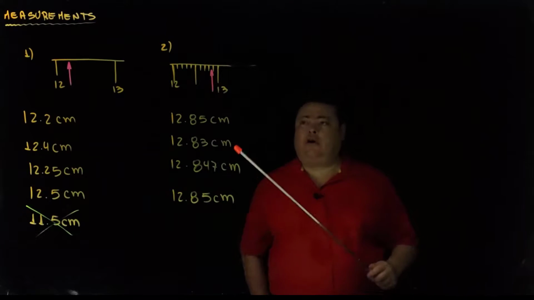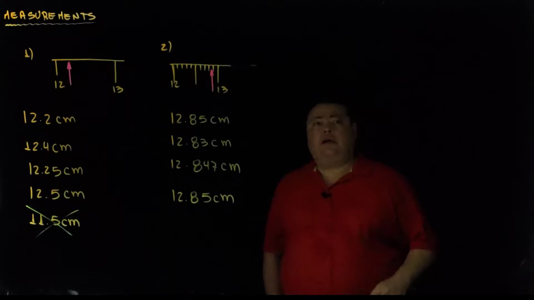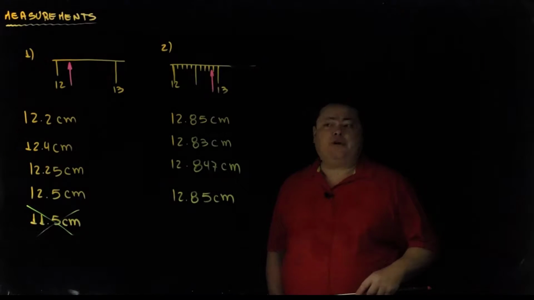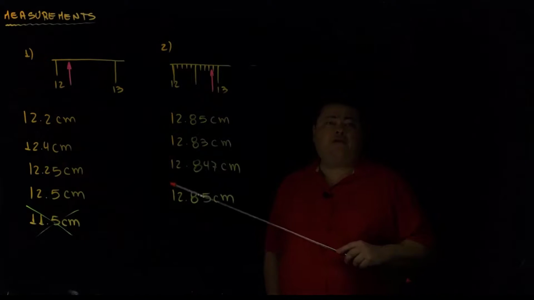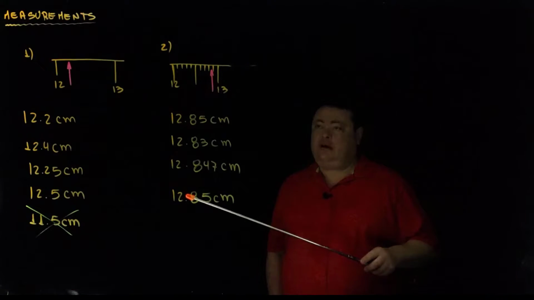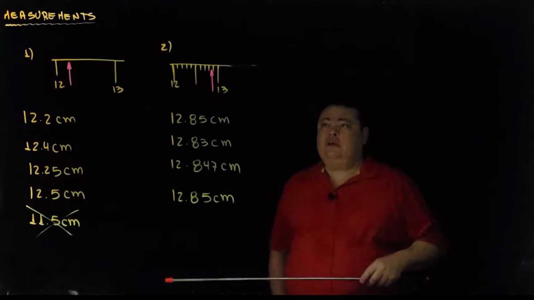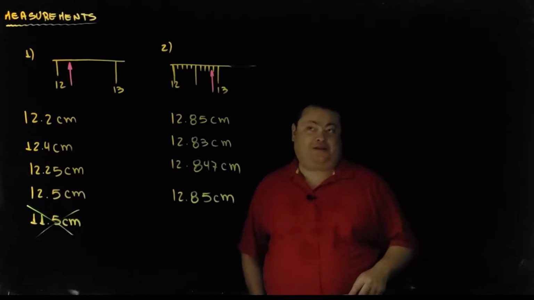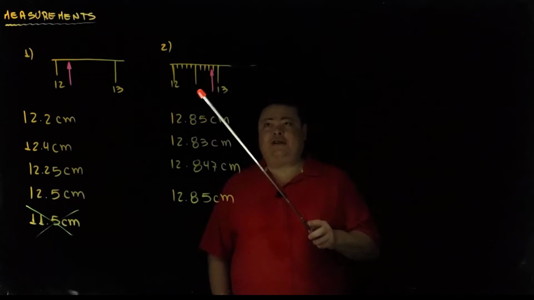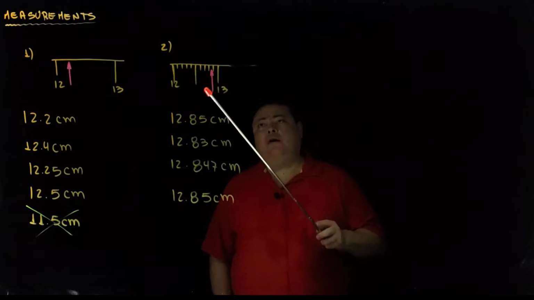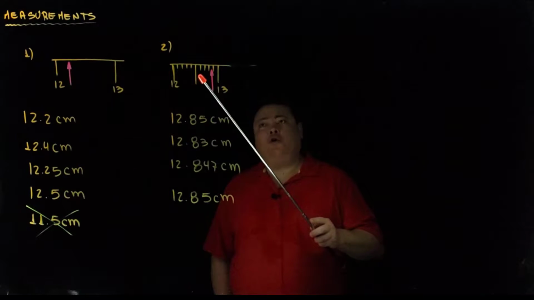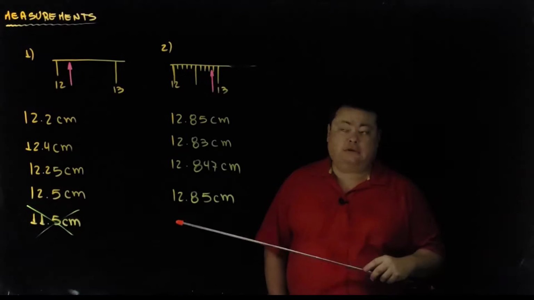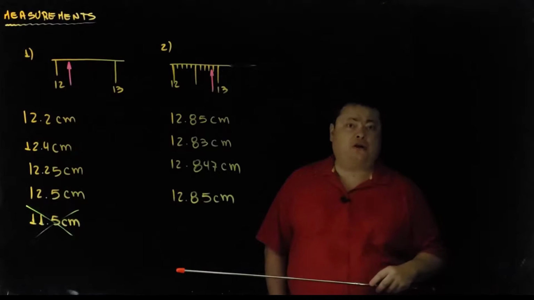Okay, so now I got your results in here. And we have 12.85, 12.83, 12.847, and 12.85. I'm not going to offer any result now. Apparently, I'm no good at this. But if we see our measurement now, we know that it's more than 12.8 and less than 12.9. And then we are just estimating a little bit.